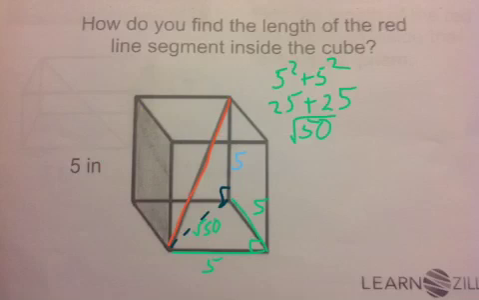So I've got two sides of this right triangle, to find the red line. So again, I'm going to use the Pythagorean theorem again. As you'll see in a lot of these problems, you're going to do the Pythagorean theorem more than once. So I'm going to do this again here.